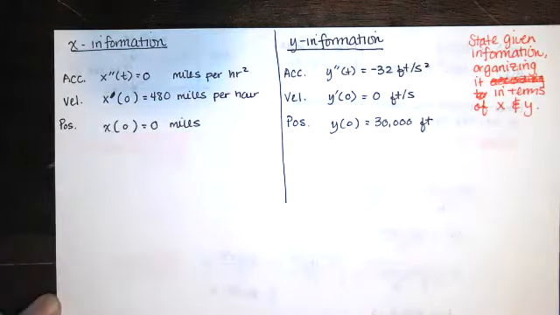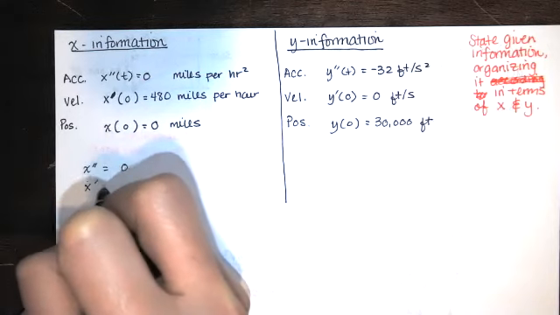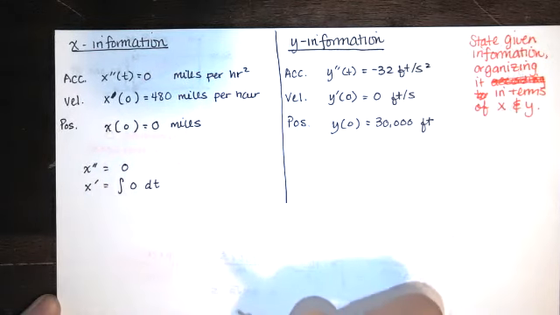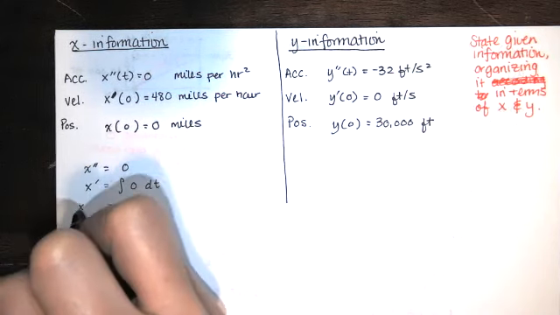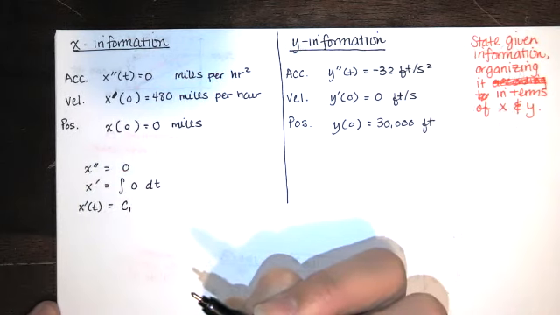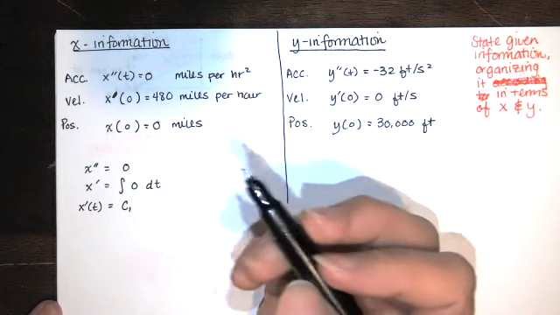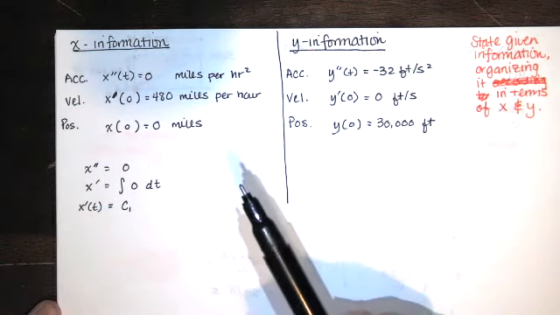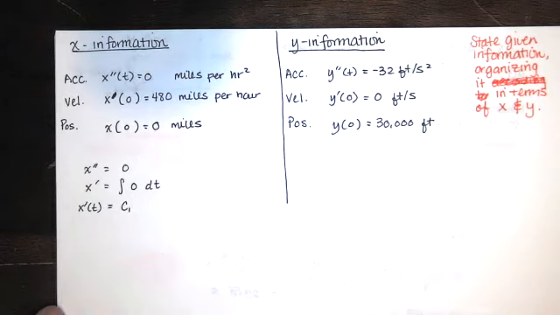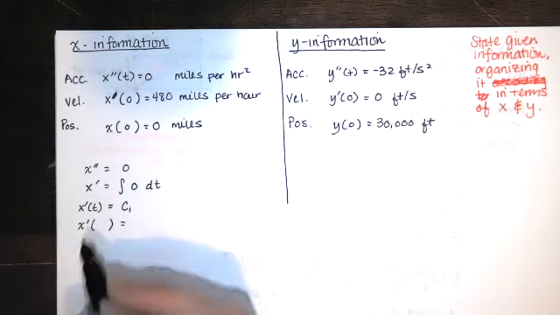So let's look at each of these separately. If I have x double prime equal to 0, and I want x prime, all I have to do is anti-differentiate with respect to time. The antiderivative of 0 with respect to time is a constant. So now we have x prime of t is equal to a constant. And then we're also told that x prime of 0 is equal to 480 miles per hour. Hopefully you see that if x prime, the velocity, is constant and the initial velocity is 480 miles per hour, you know that that constant must be 480 miles per hour. And hopefully you see that. But if you don't, in general, the way you would find the value of c is you'd substitute t equals 0 here.